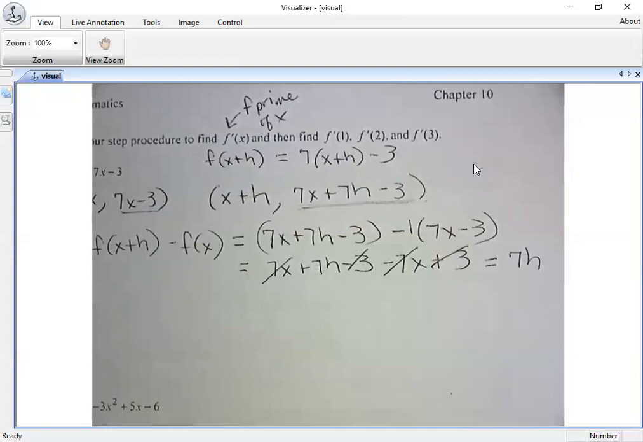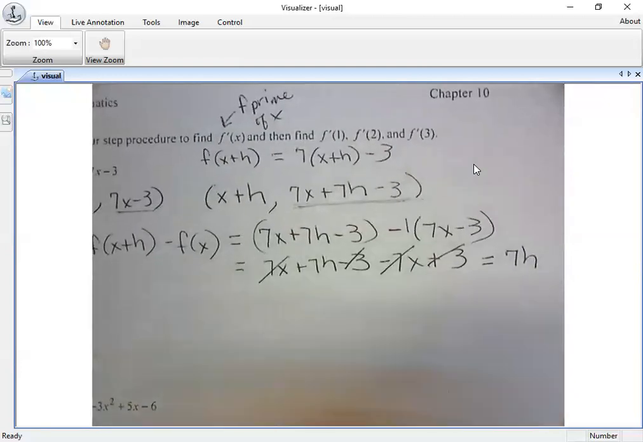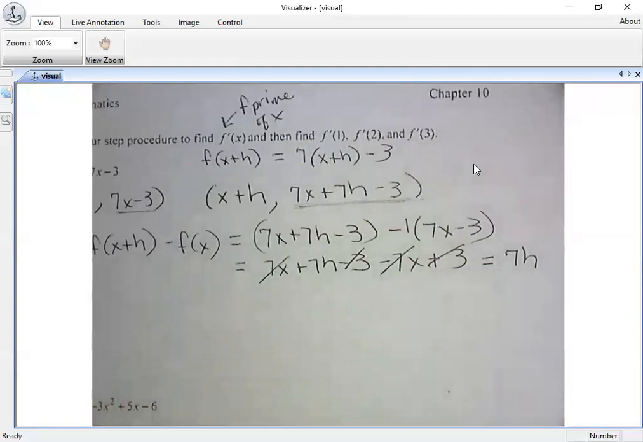Either you didn't calculate the f of x plus h correctly, or more than likely you made a mistake with the sign. You didn't distribute or something. So keep that in mind. Everything that doesn't have an h in it ought to cancel on this step. All right, so now we have a cleaned up numerator for our function that we're going to use to find the derivative.